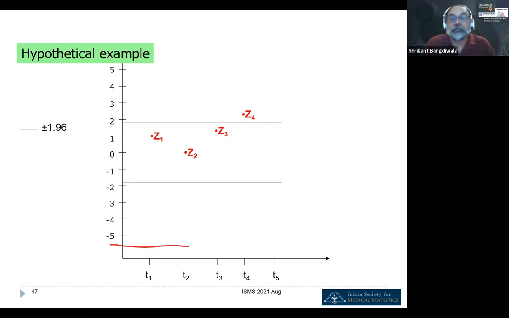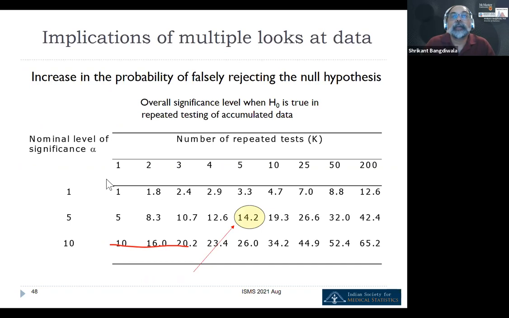Should we stop the study? We reached statistical significance. Well, no, you have to pay a penalty for having done the test multiple times before. And it's not independent tests, they're based on cumulative data. If you do 5 tests at the 0.05 level, your overall level of significance increases to 14%. So you don't want that to happen.